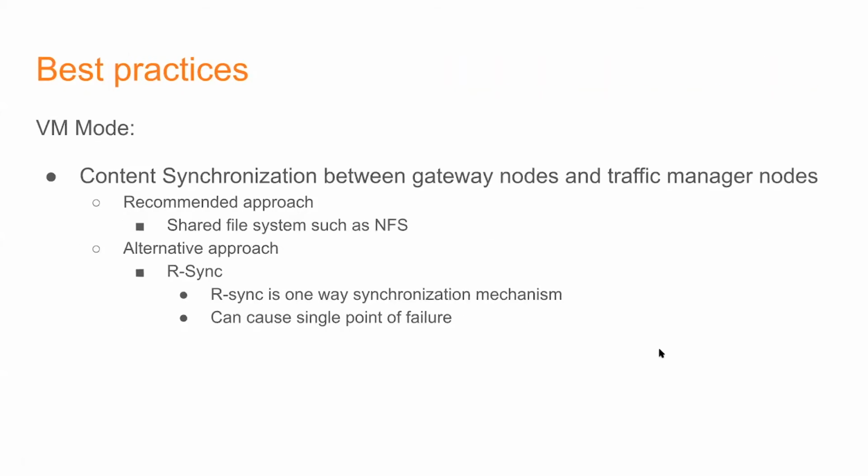Since rsync is a one-way synchronization mechanism, it can cause a single point of failure. Because of that, the recommended approach would be a shared file system such as NFS. Now let's move to the next slide to talk about containerized mode.